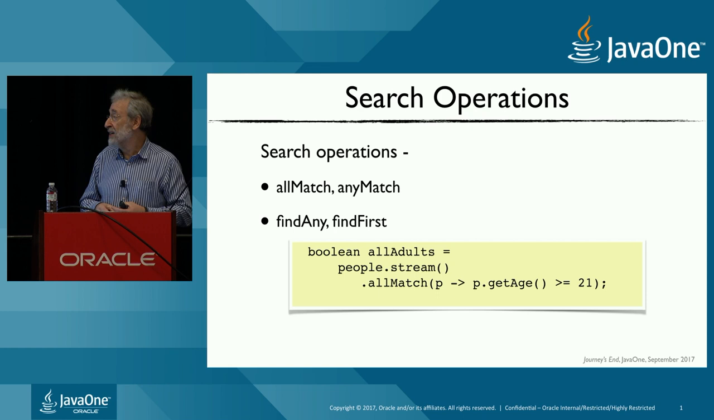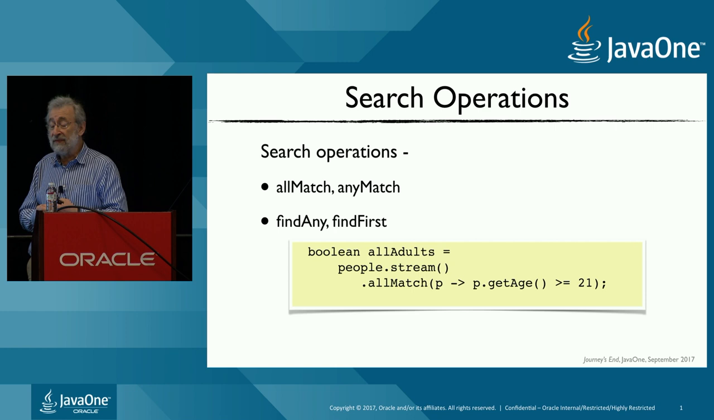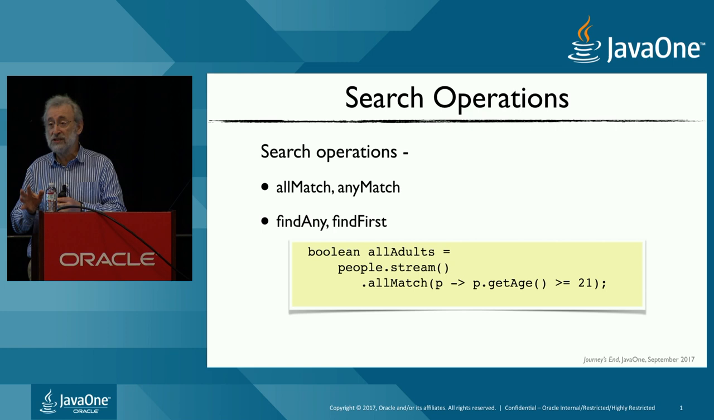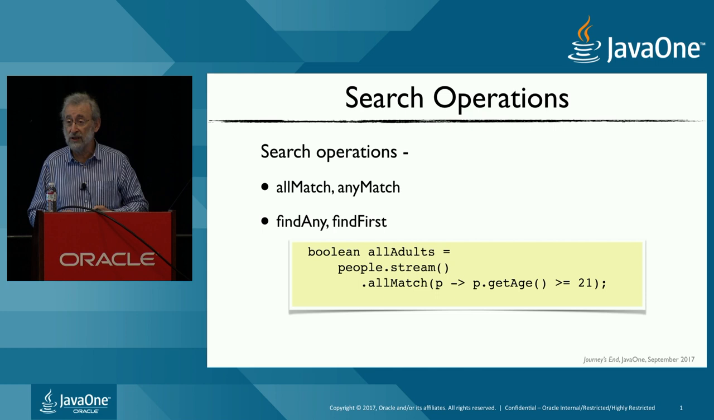So, for example, in the case of the example code there, you could have a really long list of person objects, and you could be processing them sequentially. And if the first one is not an adult, if the first one has an age of less than 21, then processing will stop. So it doesn't need to process the whole stream in order to evaluate the condition. So these short circuit operations are very useful.